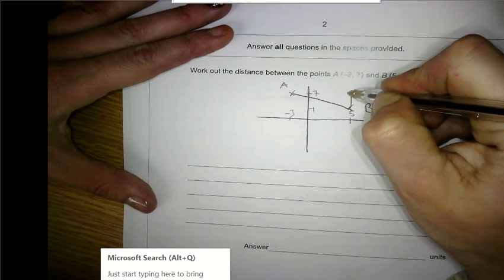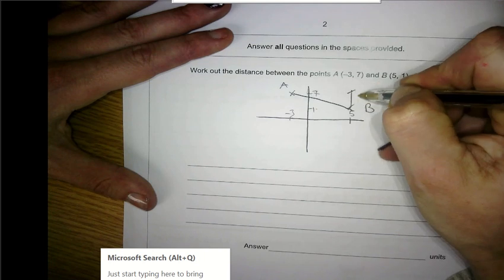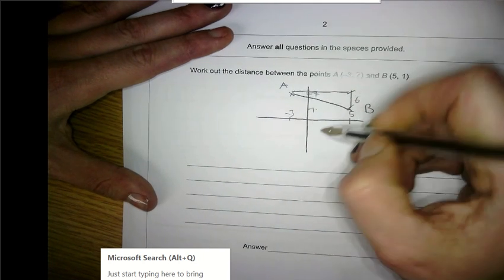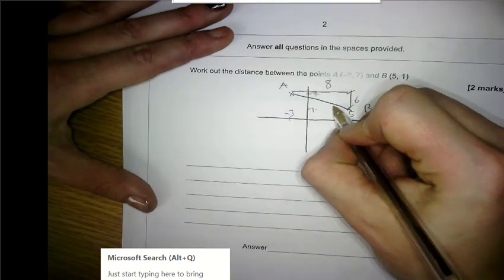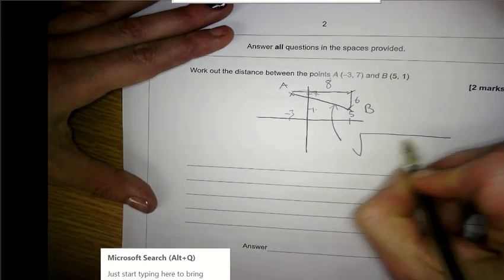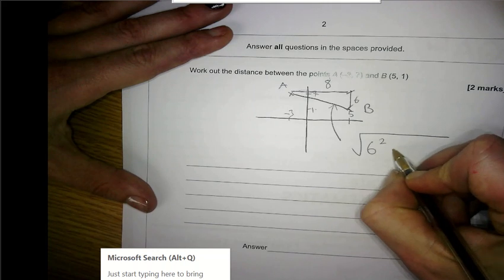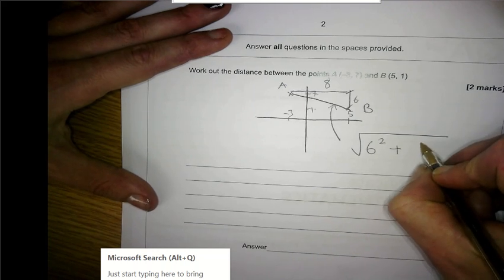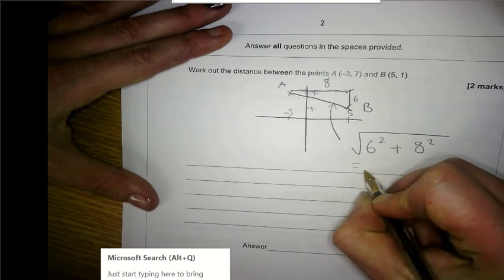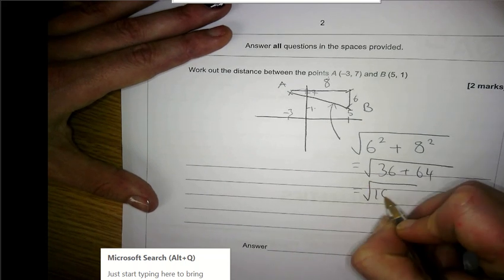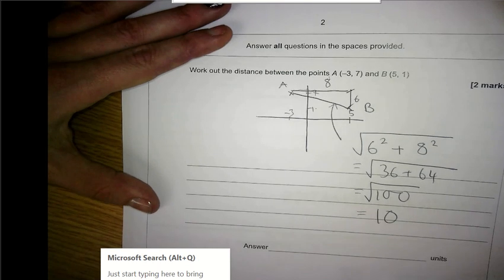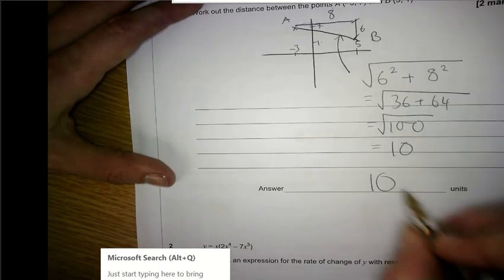The change in y from 7 to 1 is 6. The change in x from -3 to 5 is 8. So to find this length, I'm going to do the square root of the two shorter sides squared and added together. 6 squared plus 8 squared gives me the square root of 36 plus 64, which is the square root of 100, which is 10. It has to be positive because it's a length.